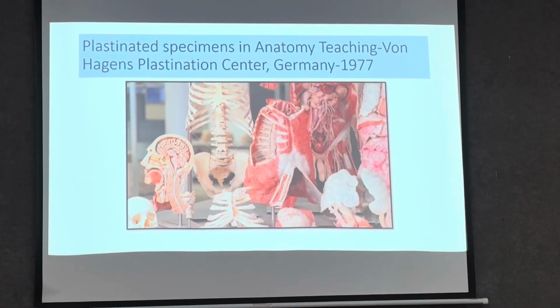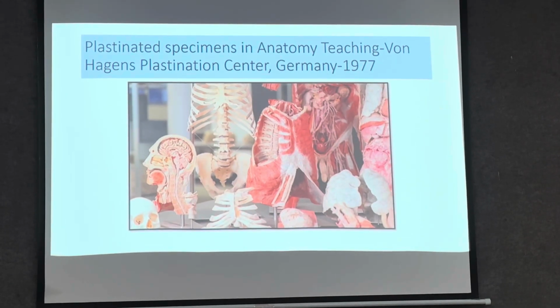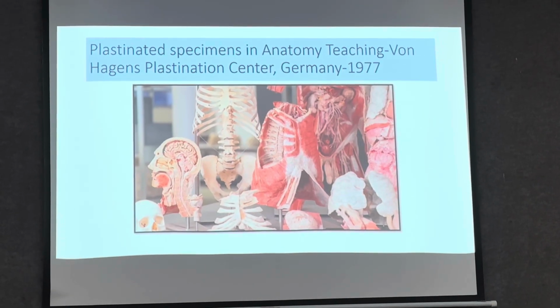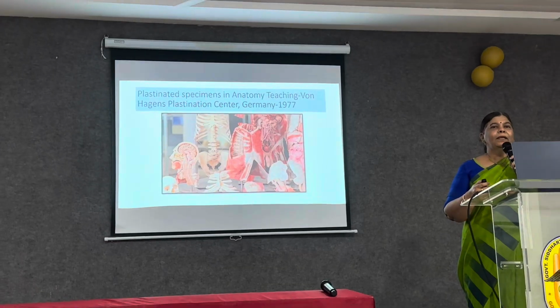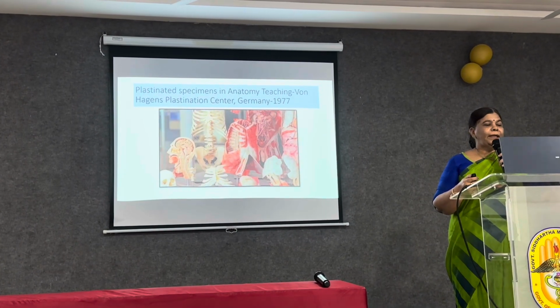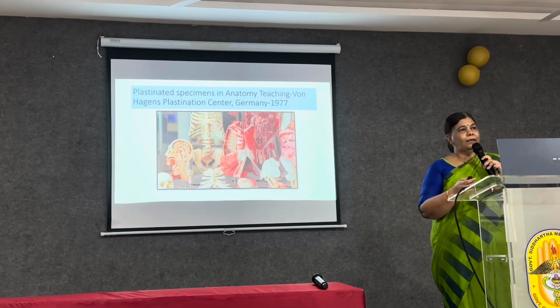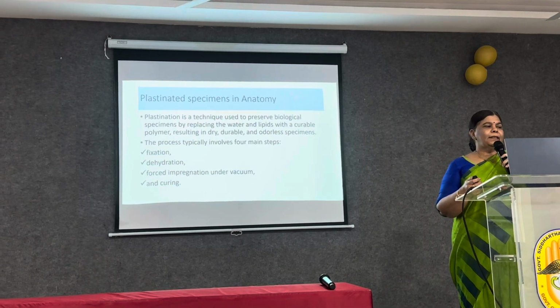So the next thing is coming to plastinated specimens in anatomy teaching, which was invented by von Hagens. He is from Germany. This technique was introduced in 1977. He is the pioneer in plastination, and he has taken a patent for all this. He has 3 institutes in 3 countries. They are supplying all over the world. And this is the technique.